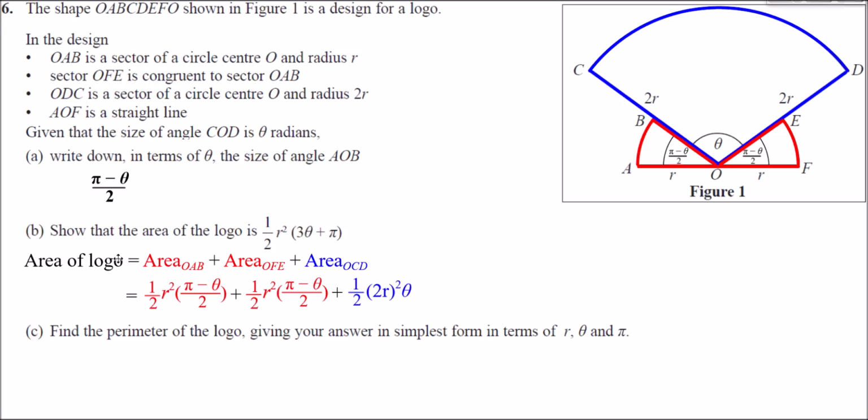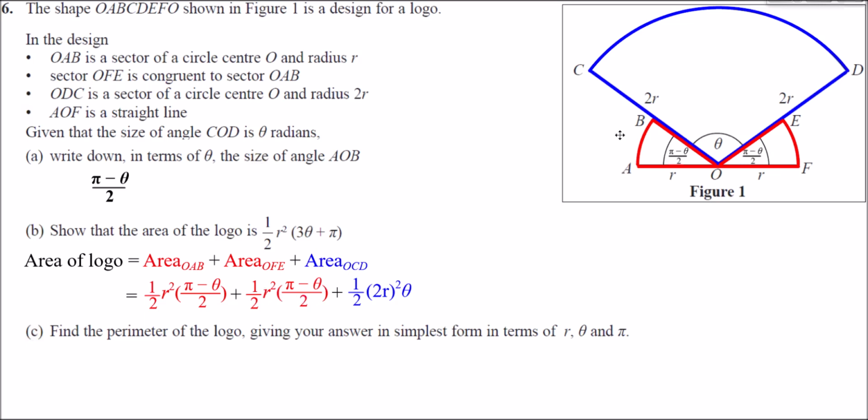So, explaining where this comes from, the general formula for the area of a sector is half r squared theta, where r is the radius of the sector and theta is the particular angle you're talking about at the centre. And so these two have radius r, hence the half r squared, and the angle subtended in the middle, if you want to be fancy, is pi minus theta over 2. So half radius squared times angle at the middle. Exactly the same for the other one, because that one's congruent.